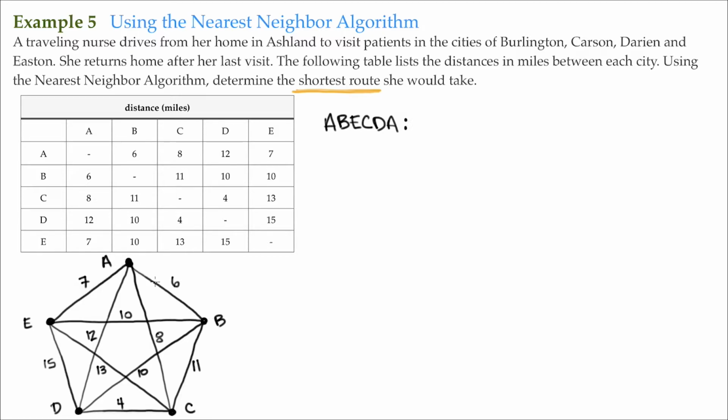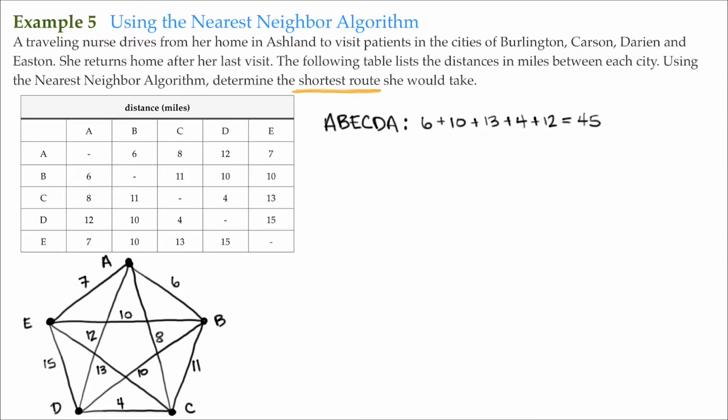So then we just go ahead and we add up those distances. Here's Ashland to Burlington, that's 6. Burlington over to Easton, that's 10. Easton down to Carson, that's 13. Carson over to Darien, that's 4. And then back home from Darien up to Ashland, that's 12. We then go ahead and tally this up. That comes out to be 45 miles.